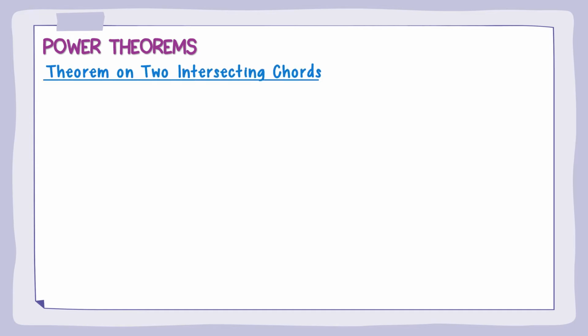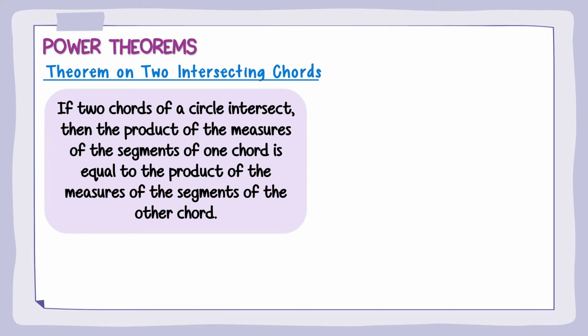Let us have the first one, the theorem on two intersecting chords. According to this theorem, if two chords of a circle intersect, then the product of the measures of the segments of one chord is equal to the product of the measures of the segments of the other chord. By the way, what is a chord? Okay, this is a line segment whose endpoints is on the circle.